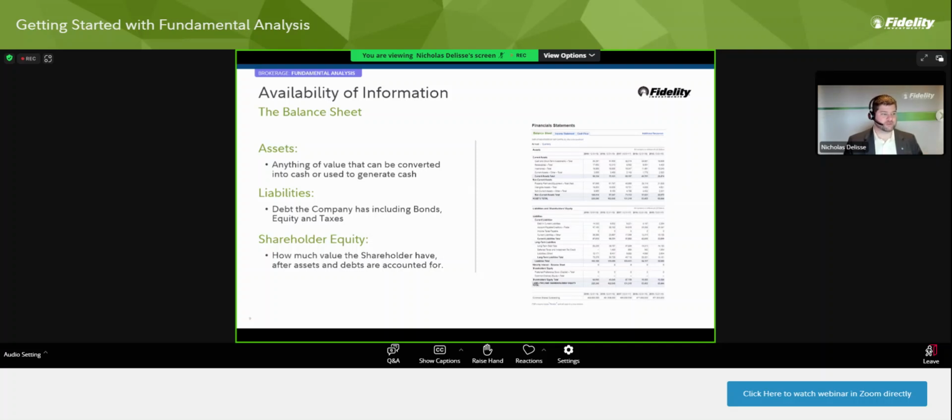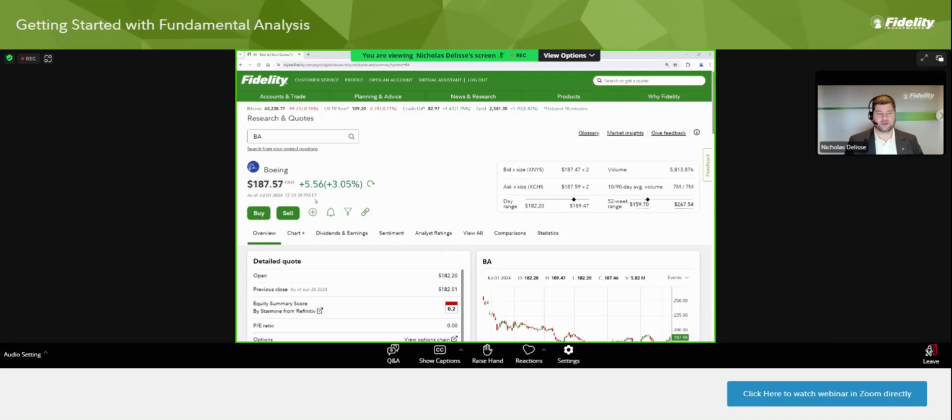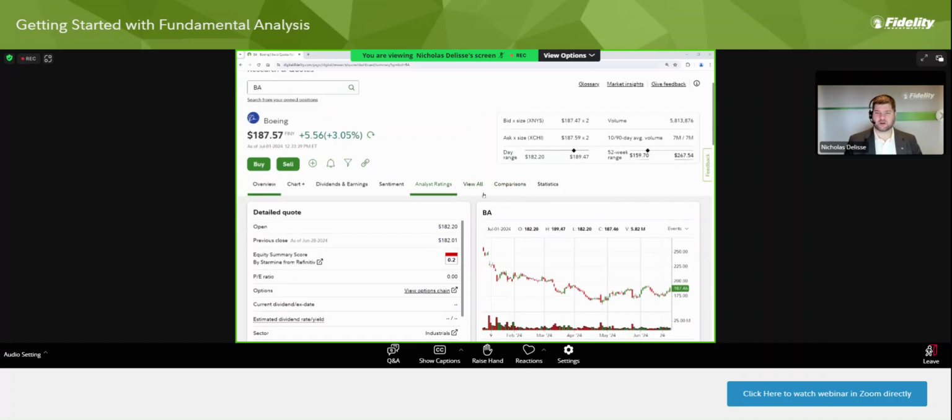Now let me shift back over here to the Stock Research Center. And there are a couple different places you can find a lot of the information we're going to look at.